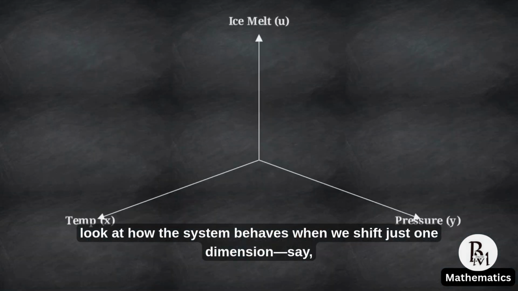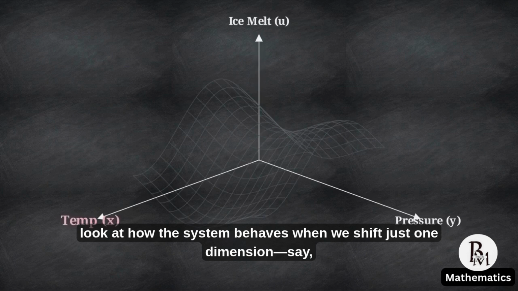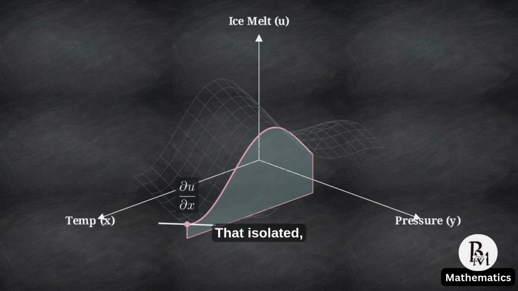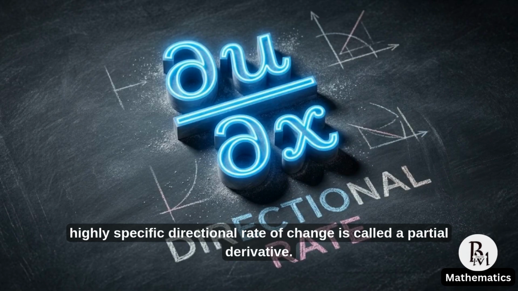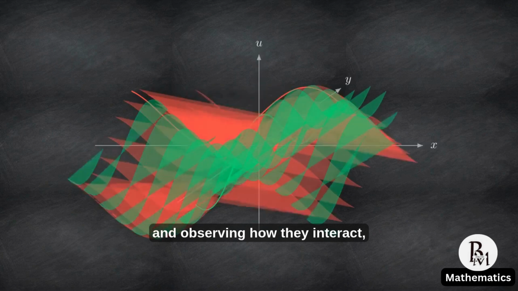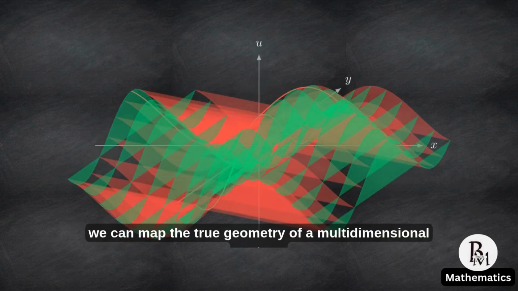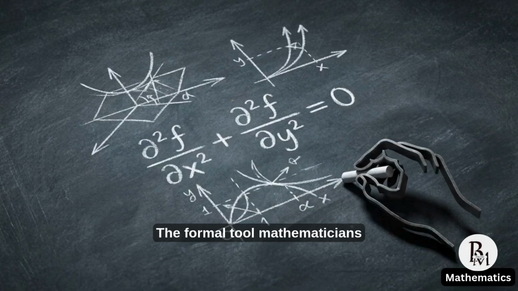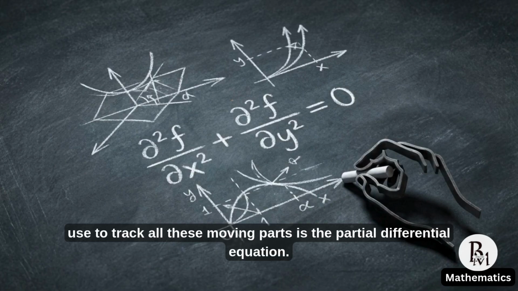We look at how the system behaves when we shift just one dimension, say temperature, while holding another dimension, like pressure, perfectly still. That isolated, highly specific directional rate of change is called a partial derivative. By capturing each of these isolated directional changes and observing how they interact, we can map the true geometry of a multidimensional system. The formal tool mathematicians use to track all these moving parts is the partial differential equation.